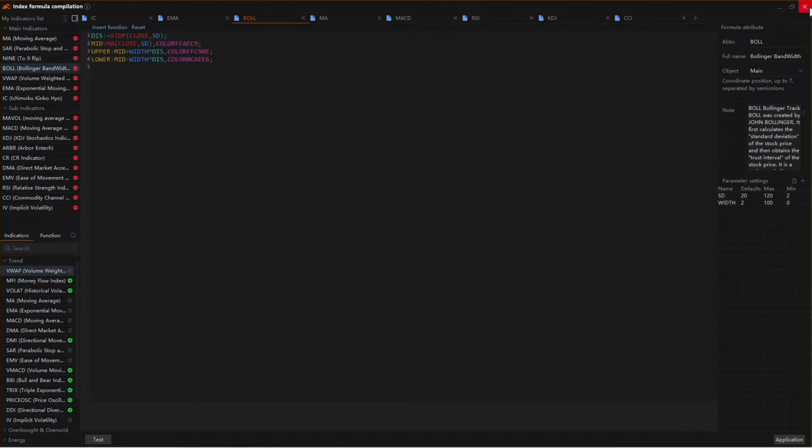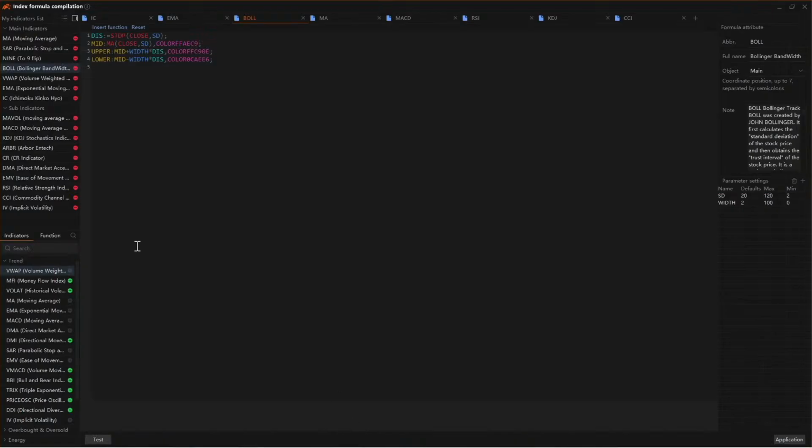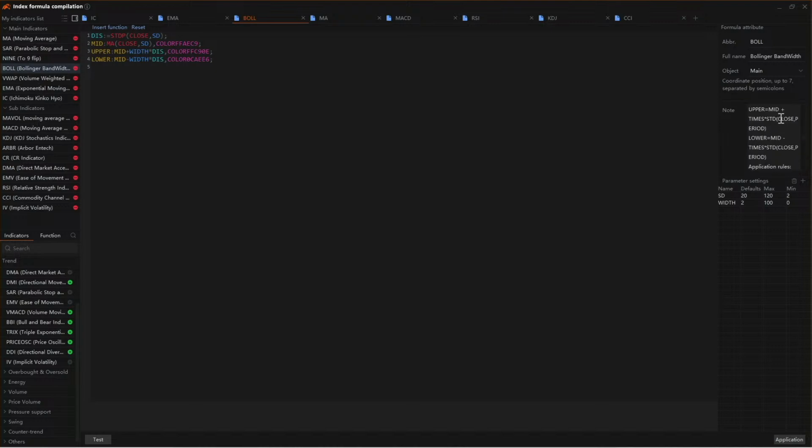And I close this window, so you'll be able to see your VWAP under here. So this is how you can add more indicators through these settings. Of course, we also have other indicators like trend, overbought, energy, volume, price, pressure, support, swing, and also counter trend indicators. If you want to know more about the definition of the indicators, you can always find out more from here, because I think today the focus will be more on how to use the platform, and how we can really use these indicators.